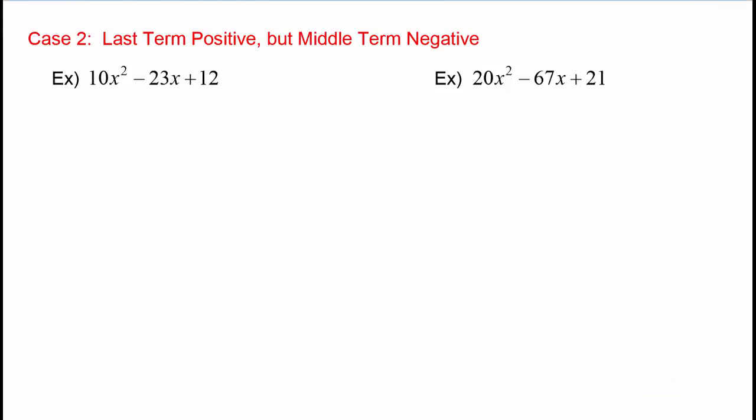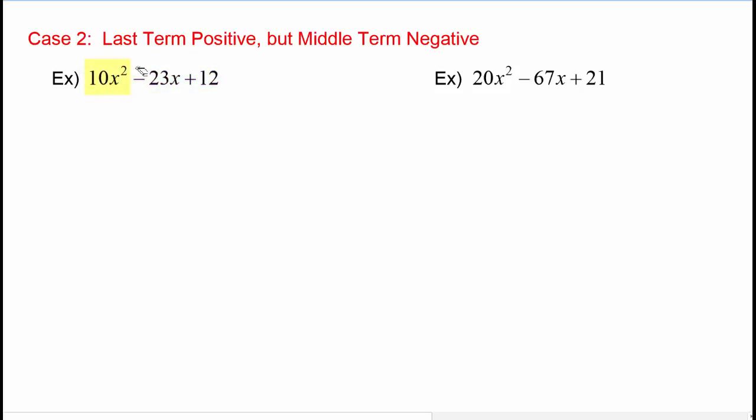In the second case, we're going to look at trinomials where the last term is positive, but the middle term is negative. So let's consider this example. We have 10x squared minus 23x plus 12.